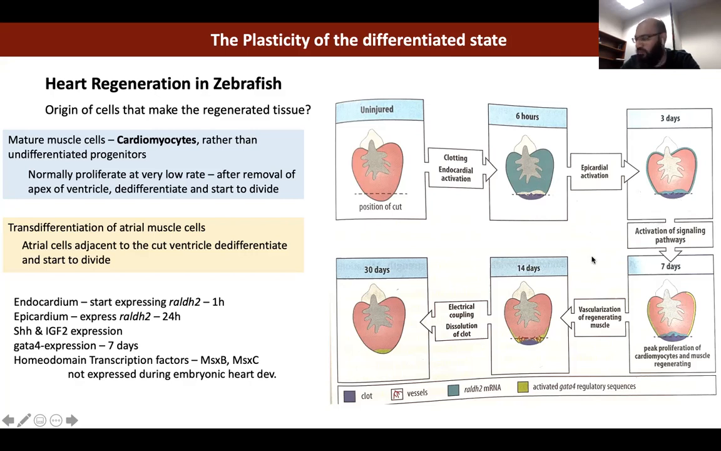And that will basically lead to the proliferation of cells, and that will cover the wound. And also the pericardium covers from the outside, just like the apical cap in the blastema. And then you can see the first thing is this RALDH2. You can see from the green that it is expressed both on the inside and outside and at the wound side. But then there is also this GATA4 transcription factor that is activated in the pericardium.